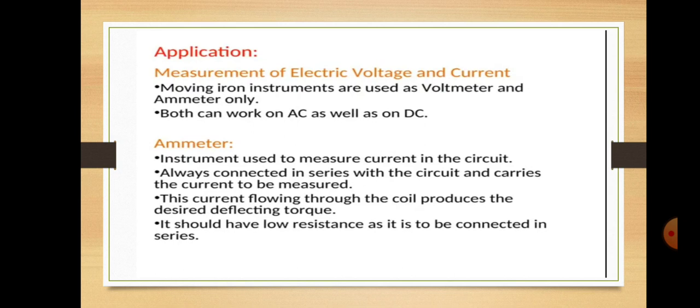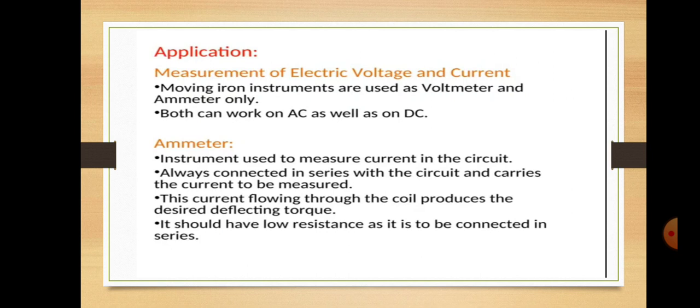Now we will see the applications of the MI instruments: measurement of electric voltage and current. First point is moving iron instruments are used as voltmeter and ammeter only. Both can work on AC as well as on DC. Now we will see one by one. First application is in ammeter. In an ammeter, instruments are used to measure current in the circuit.